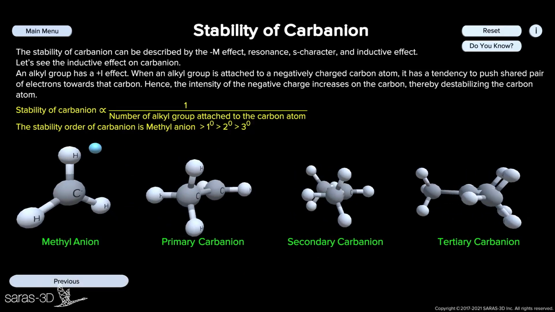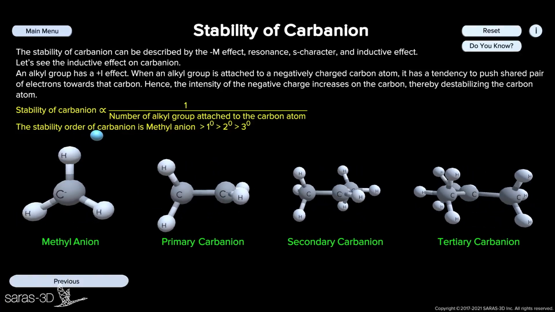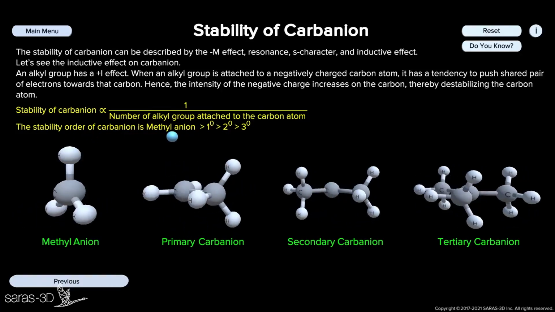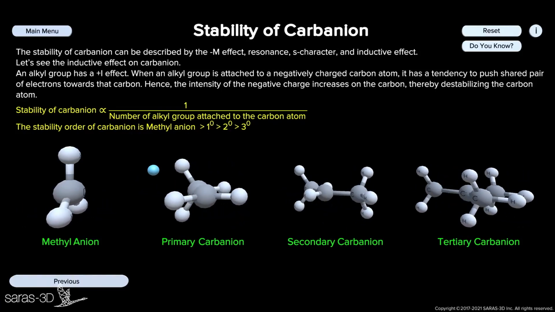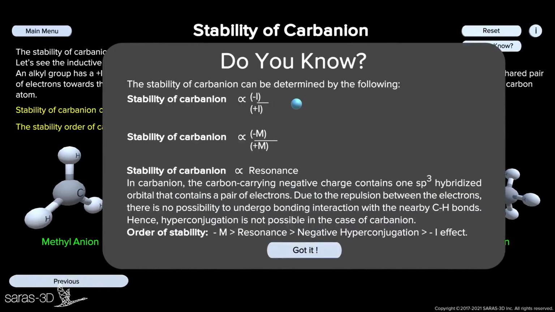So if we talk about the stability order of carbanion, this is the order that is followed. First will be the methyl anion because it has got no alkyl groups. Then we have primary carbanion, followed by secondary and then tertiary. Now, do you know the stability of carbanion? It can be determined by the following. Stability of carbanion is directly proportional to -I and inversely proportional to +I. Stability of carbanion is directly proportional to -M and inversely proportional to +M. Stability of carbanion is directly proportional to resonance.